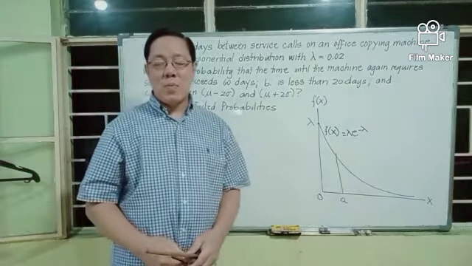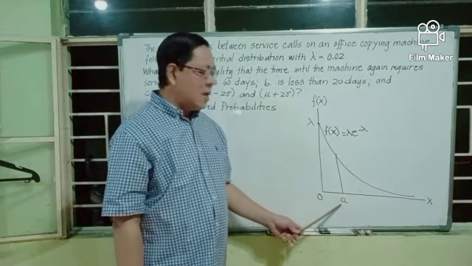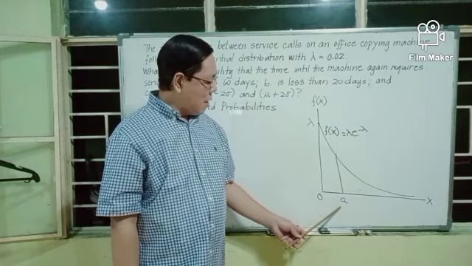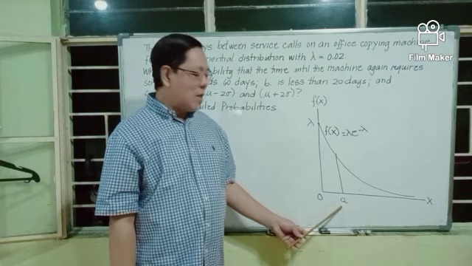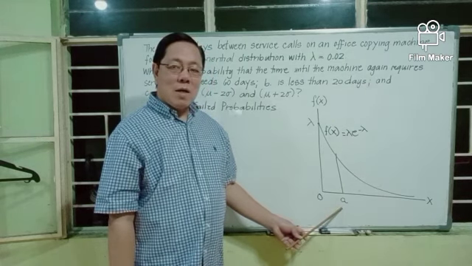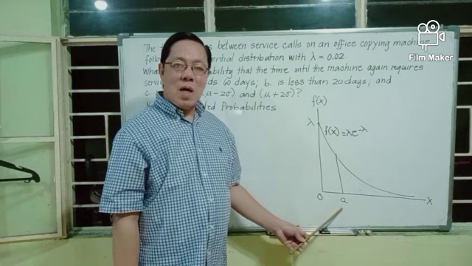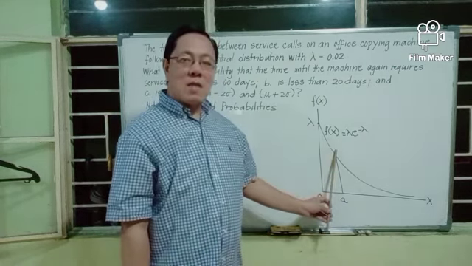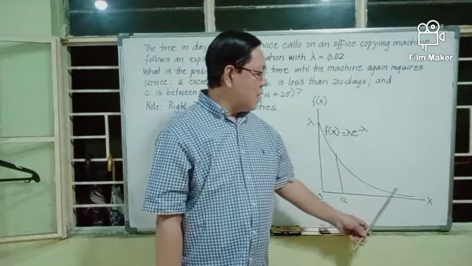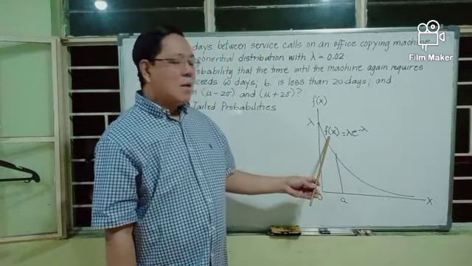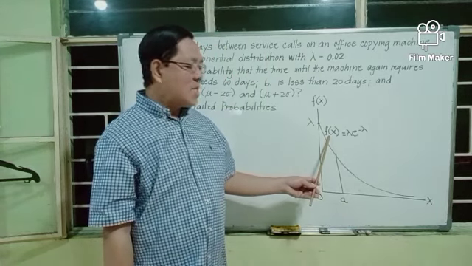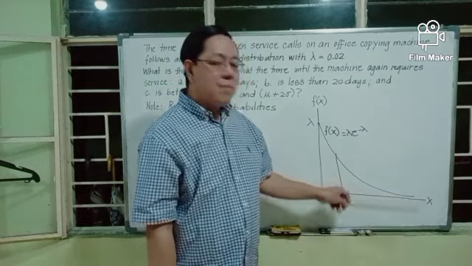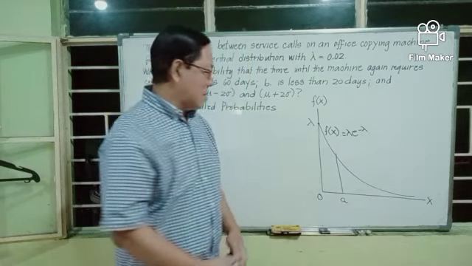Now suppose we want the probability that x is greater than or equal to a, and we locate x equals a on the horizontal axis. The probability that x would be greater than or equal to a is the area bounded by this vertical line x equals a, and this part of the graph of the probability density function f of x, and this part of the horizontal axis.